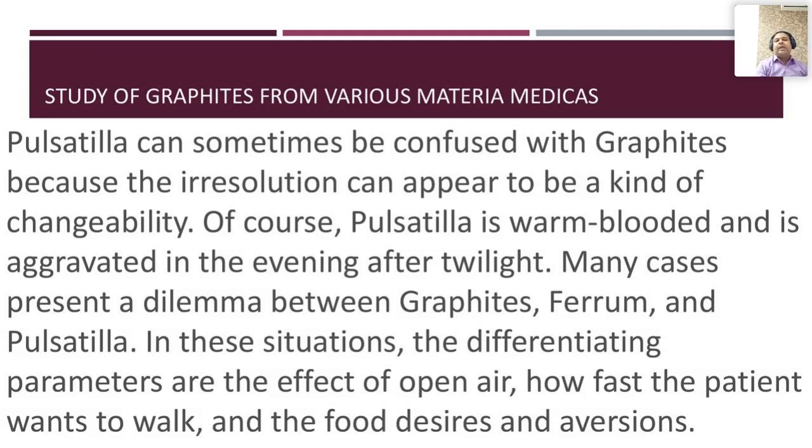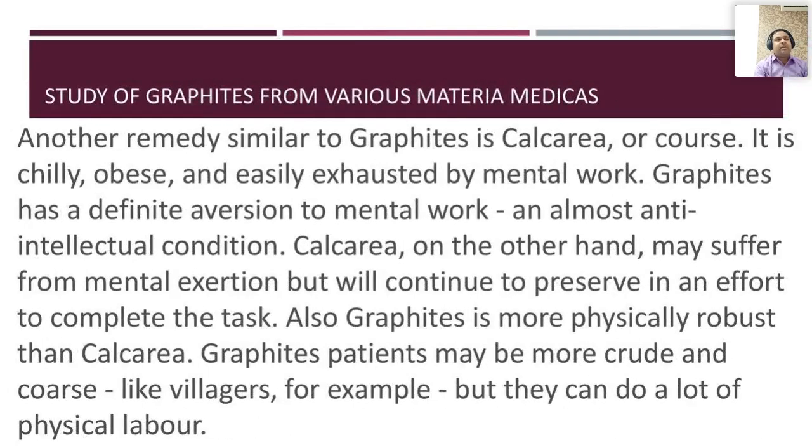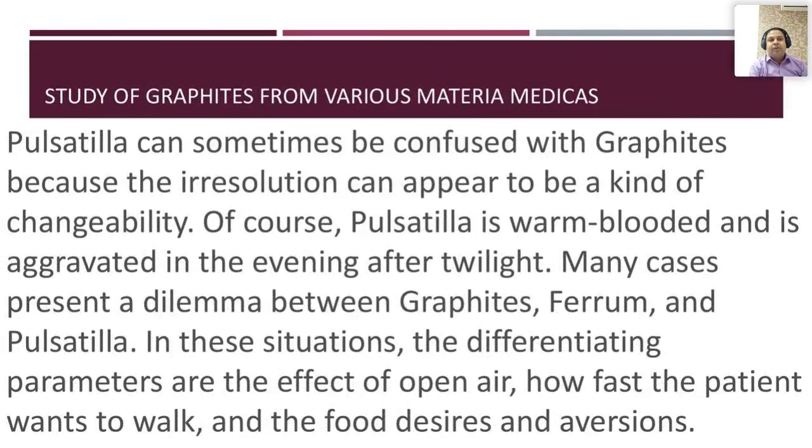So both Pulsatilla and Ferrum are better by gentle motion. So we'll see the peculiar cravings and aversions of Graphitis. I'll tell you the peculiar cravings and aversions of Ferrum. We know that Calcarea has craving for eggs and aversion to meat. Ferrum is exactly the opposite of that. Ferrum has craving for meat and aversion to eggs.